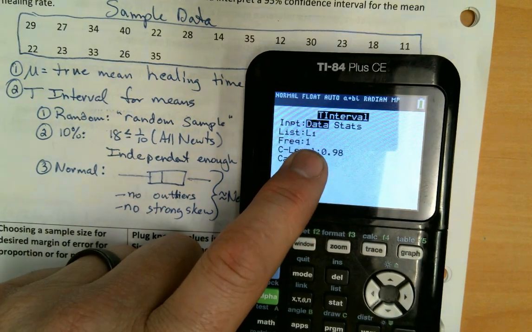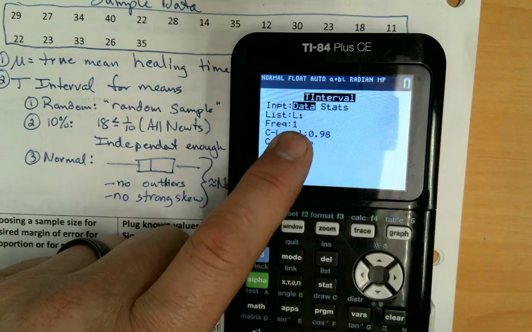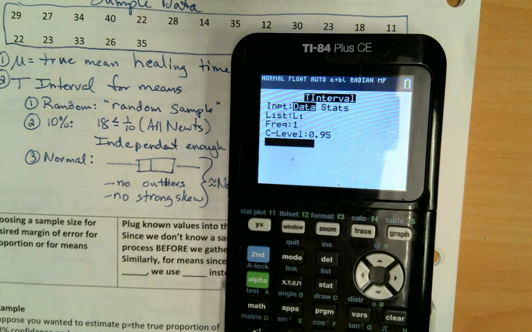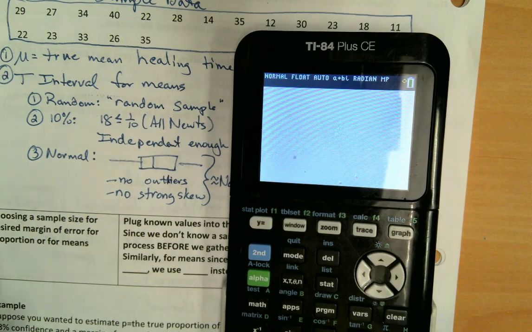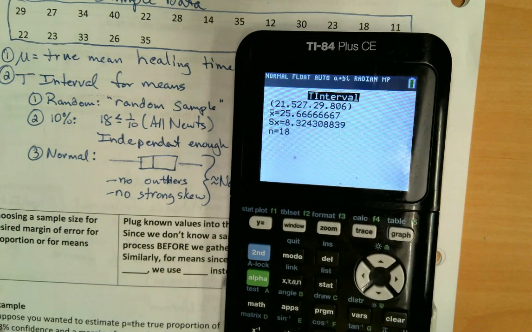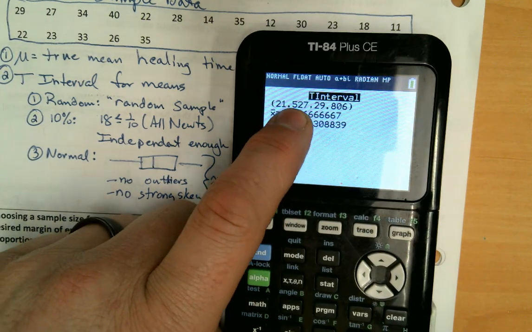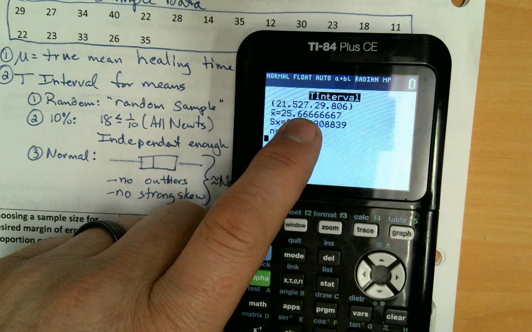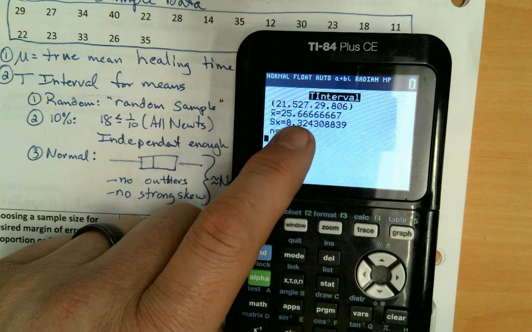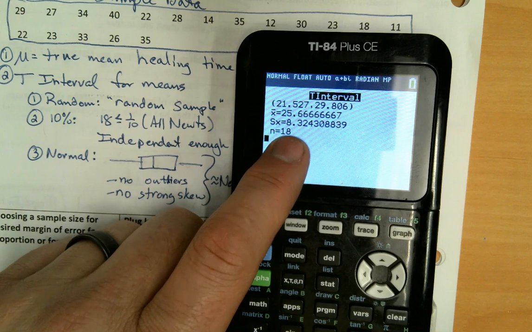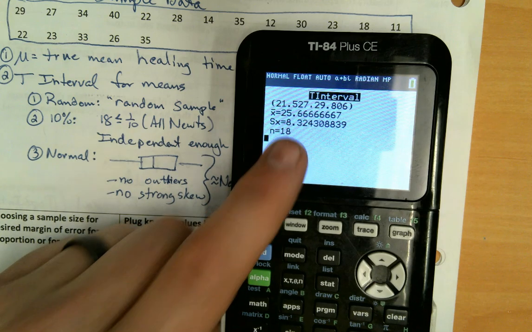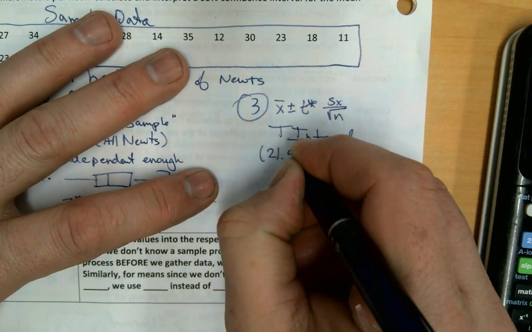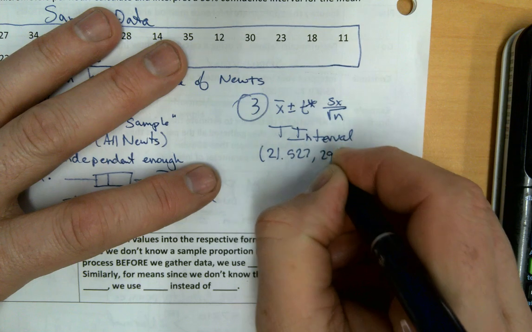Okay, so my data is stored in list 1. My frequency is going to be 1. This particular problem asked me to do a 95% confidence interval. So I'm going to type in 0.95 and hit calculate. And it gives us our confidence interval, 21.527 to 29.806. It gives me my sample mean and my sample standard deviation. Those things might be beneficial for you as well. And then it also gives you your sample size. So for this problem, my confidence interval goes from 21.527 to 29.806.